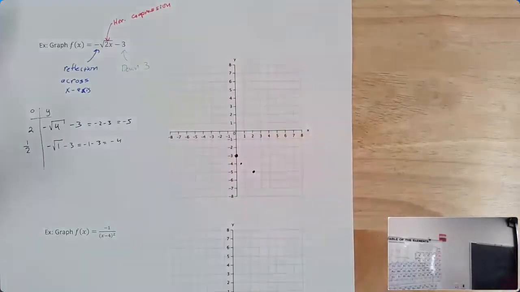So notice, because I do think it's worth noticing, my x values that I usually would pick, which would be 0, 1, what's the next one I usually pick for square root?